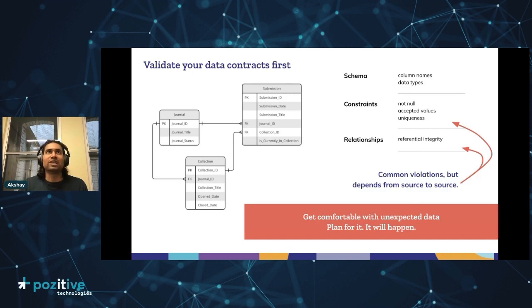You need to plan for it and make sure that you have conversations with your consumers around how you want to handle it, if you should exclude it, if you should transform it in a way that you fix it with a temporary patch of sorts. You basically need to plan for unexpected data.